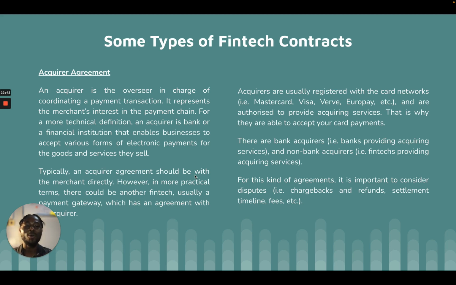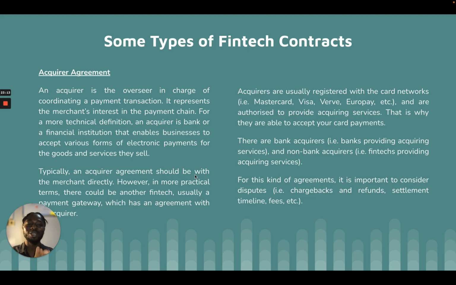So acquirers are usually licensed by the CBN, obviously, and they are also registered with the card networks. Whenever you hear card scheme, card network, card association, Mastercard, Visa, Verve, Europay, those are the guys they're talking about. And they are authorized to provide acquiring services. Acquiring service is facilitation of electronic payments. That's what it is, right? Nothing deep. To acquire a transaction is to facilitate the transaction.